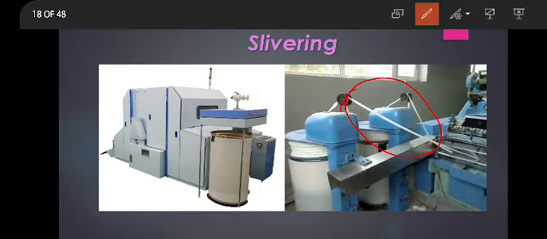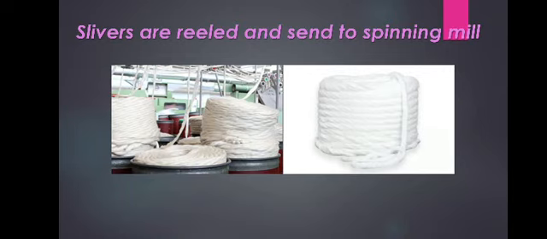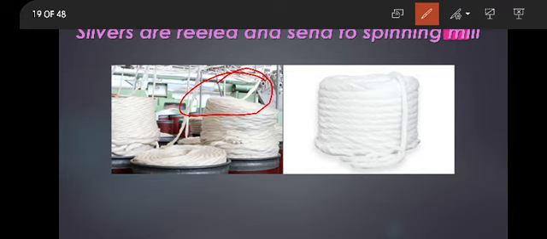These are the slivers formed by the slivering process. Then these slivers are reeled and sent to the spinning mill. You can see the slivers here. These are the slivers. This one is the unbleached cotton slivers, and this is the bleached cotton fibers. So it is too white, because this is the bleached cotton fibers.